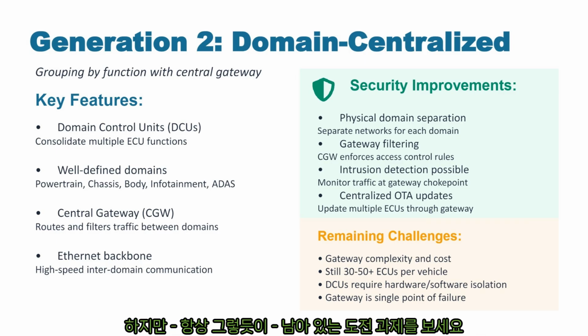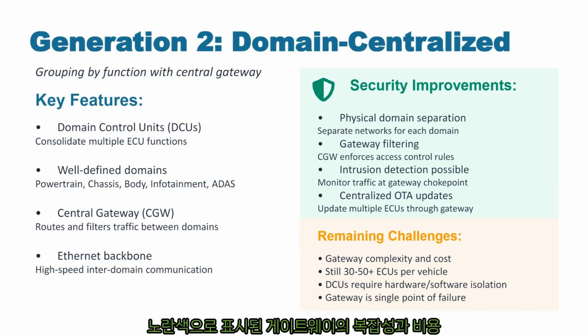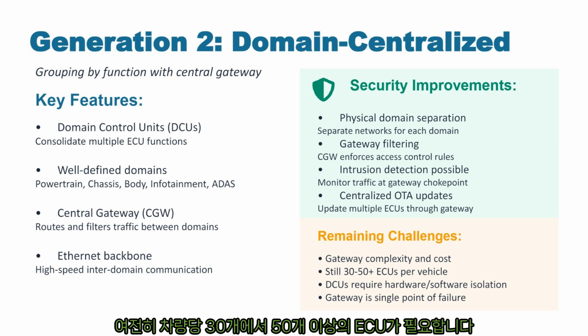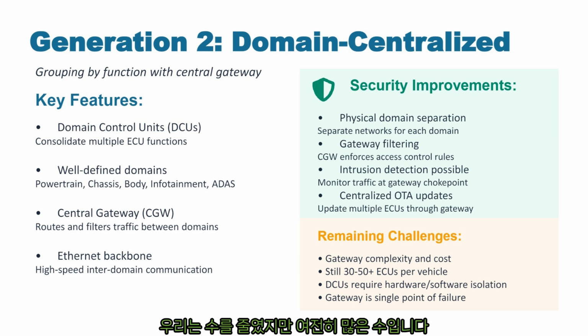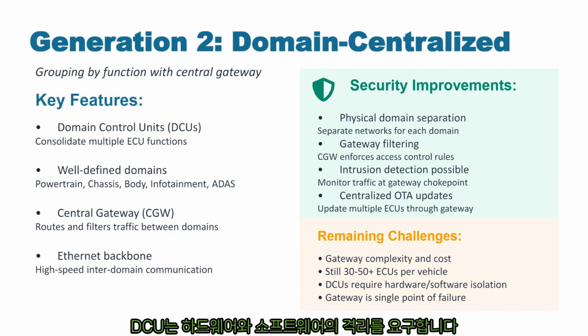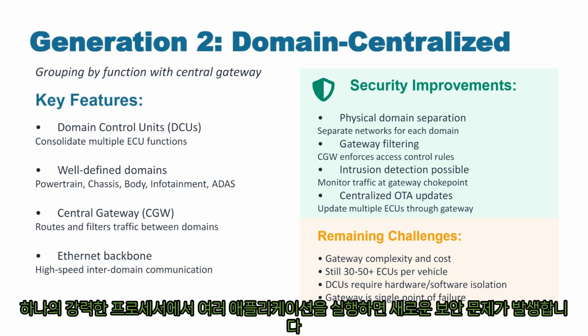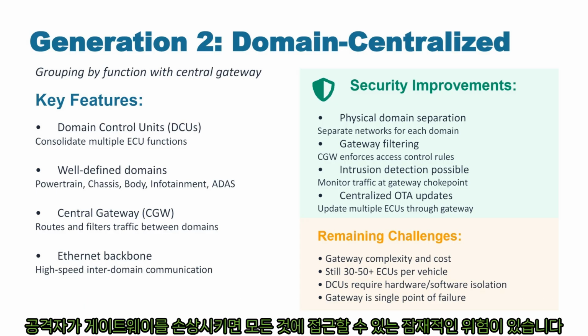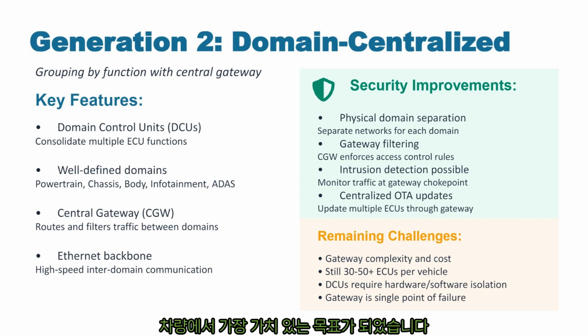But, and there's always a but, look at the remaining challenges in yellow. Gateway complexity and cost. A good central gateway is expensive and complex to develop. Still 30 to 50 plus ECUs per vehicle. We've reduced the count, but it's still a lot. DCUs require hardware and software isolation. Running multiple applications on one powerful processor creates new security challenges. And here's the big one. The gateway is now a single point of failure. If an attacker compromises the gateway, they can potentially access everything. It's become the most valuable target in the vehicle. This is the architecture most vehicles use today. It's good, but we can do better.